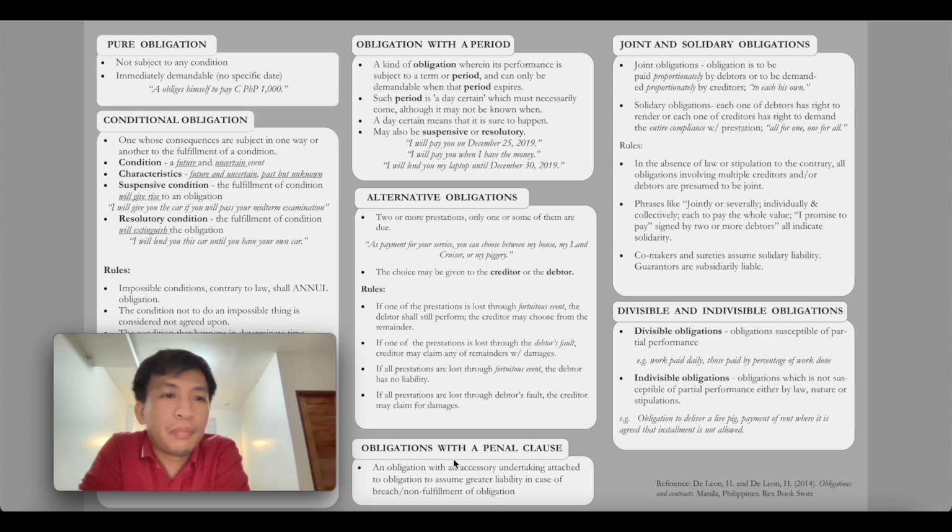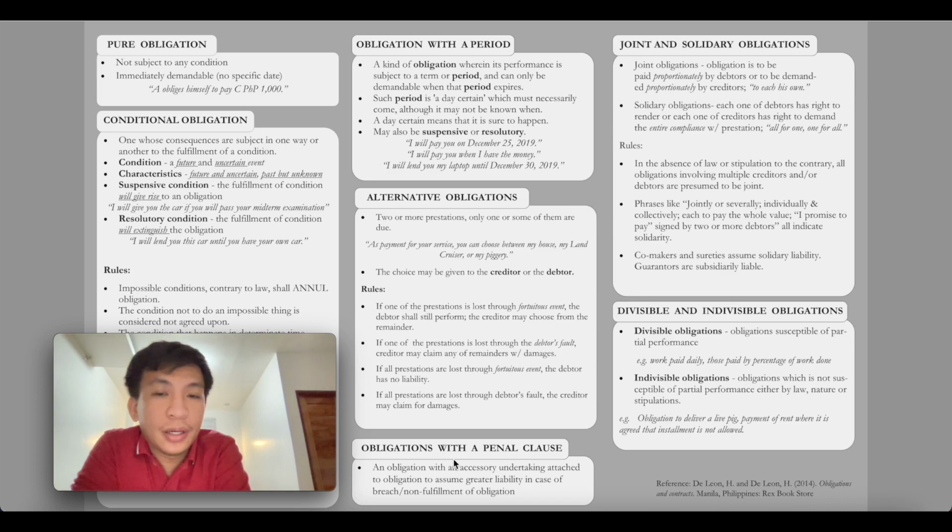Remember, so far let's recap. Yung pure obligation, yung walang any condition or term, yung conditional obligation, subject to condition. So obligation with a period, it is subject to a term or a period which is certain to happen. Yung sa condition, it's uncertain. Okay? In alternative obligations naman, there are two or more prestations. Dalawa or more ang objects of the obligation. So, yun nga, the rules are as follows. Kung isang nawala, pwede pong pumili si creditor out of the remainder. Depende kung fortuitous event, the creditor may choose from the remainder. Kapag fault ni debtor, the creditor may claim from the remainder with damages naman. Kung nawala lahat through fortuitous event, walang liability si debtor. If nawala lahat because of the fault of the debtor, the creditor may claim for damages.